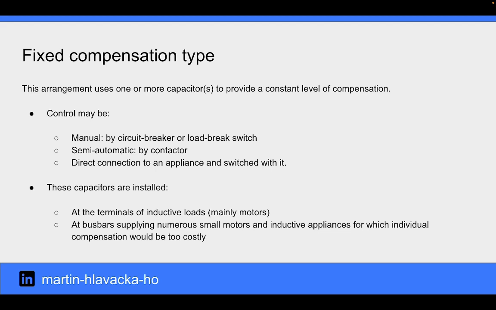These capacitors are installed at the terminals of inductive loads or on bus bars that supply numerous small motors and inductive devices for which individual compensation would be too costly.